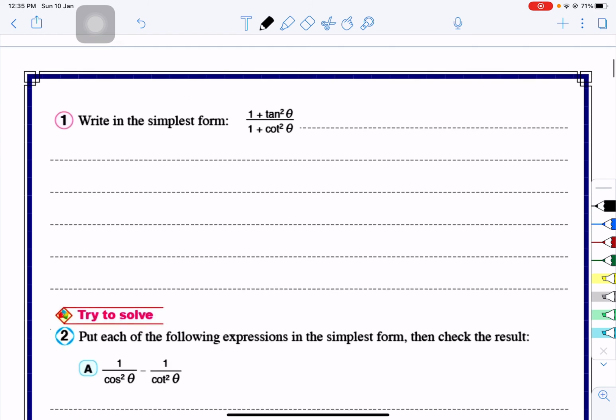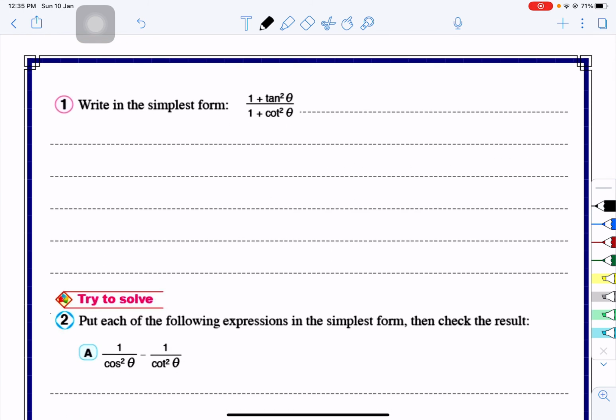Write in the simplest form 1 plus tan square over 1 plus cotan square. We know that 1 plus tan square equals sec square theta, and 1 plus cotan square equals cosec square theta. And we know that sec equals 1 over cosine and cosec equals 1 over sine. Then the result will be equal to tan square theta.